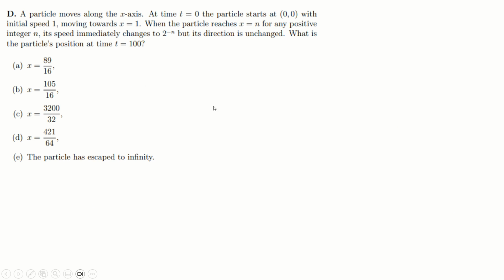Question D then. So you start off at speed 1, which means it will of course take 1 second to travel the first unit. And then your speed halves. So when you reach x equals 1, when you reach the first unit, your speed goes down to 2 to the minus 1, which is a half.